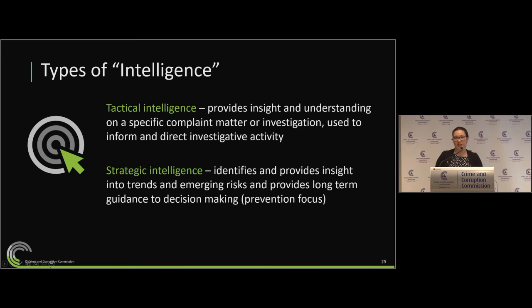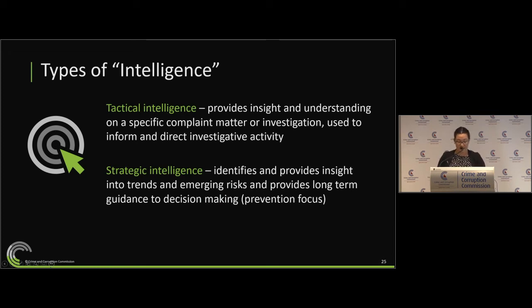It also pays to be aware that there are multiple types of intelligence. One such type is often referred to as tactical intel, and that is where the focus is on providing insight and understanding into a specific complaint matter or investigation. It has a locally focused application, and it's used to inform or direct investigative activity or decision-making of complaints.